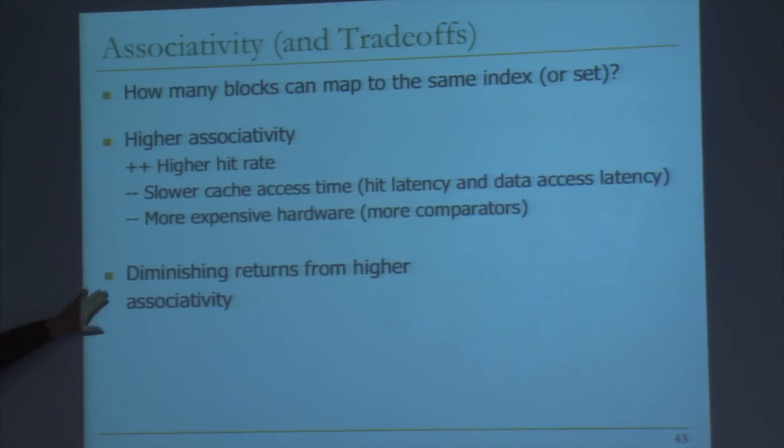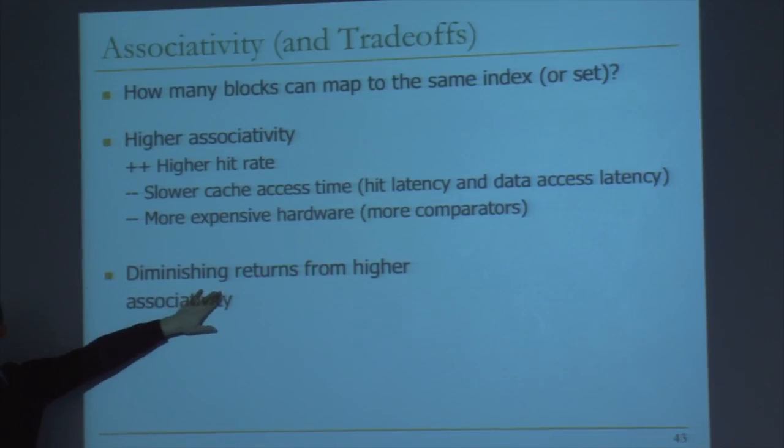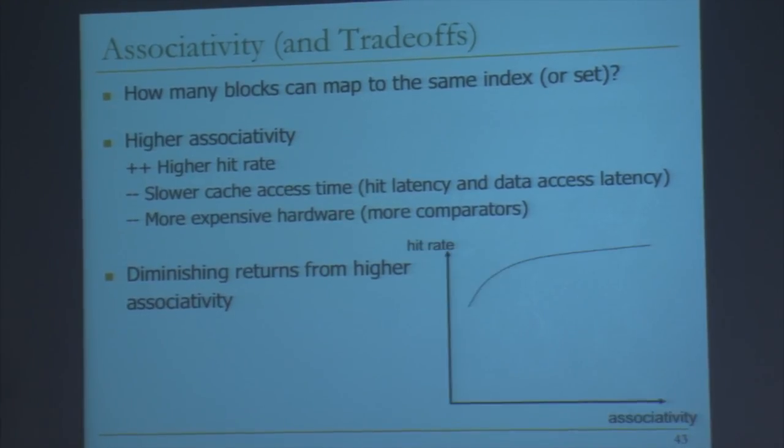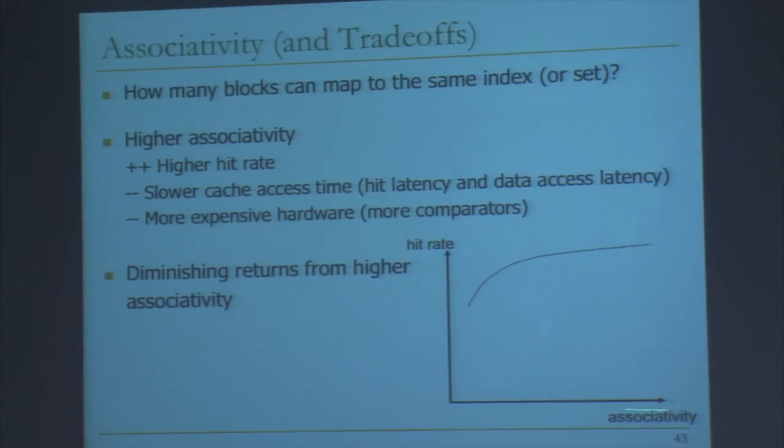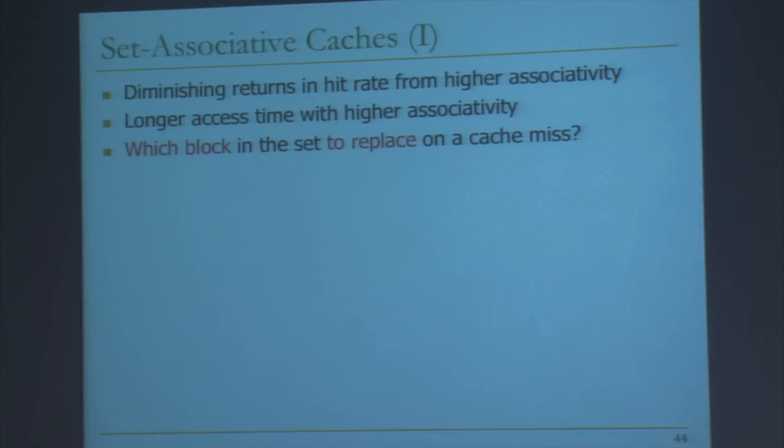And it turns out, empirically, people have found you get diminishing returns from higher associativity. Because you reduce one conflict miss by going from direct map to two-way associative. Going to a four-way associative and eight-way associative buys you only diminishing returns. So the curve looks like this. This is associativity, and this is hit rate. Going from 1 to 2 buys you a lot in many cases. But 2 to 4 buys you less, 4 to 8 buys you less, 8 to 16 buys you less and less. Okay. So these are basically what we talked about.